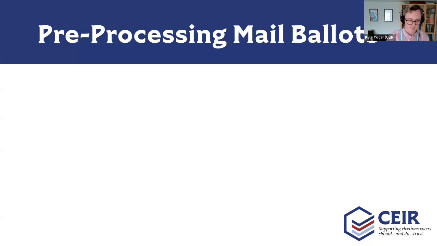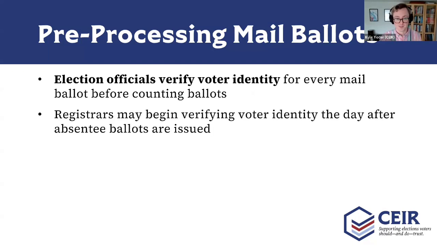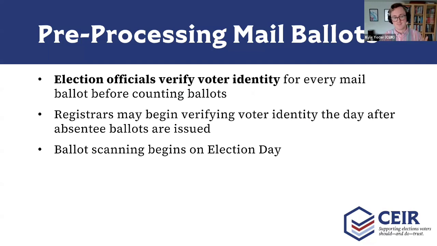I also want to talk about Connecticut's process of pre-processing mail ballots. Election officials verify the voter's identity for every mail ballot that they receive before they count any votes. Registrars can begin verifying voter identity the day after absentee ballots are issued. Ballot scanning begins on election day.